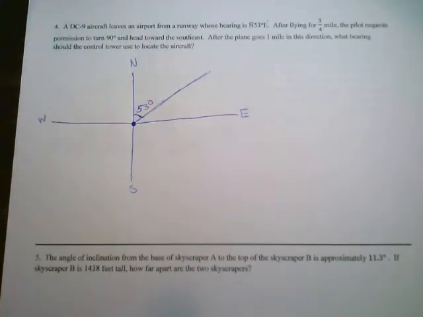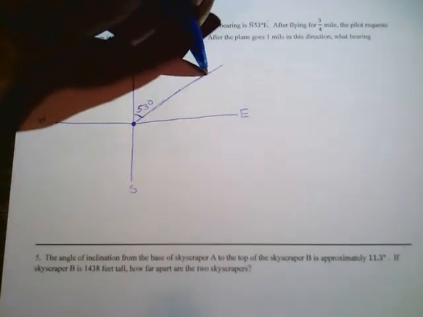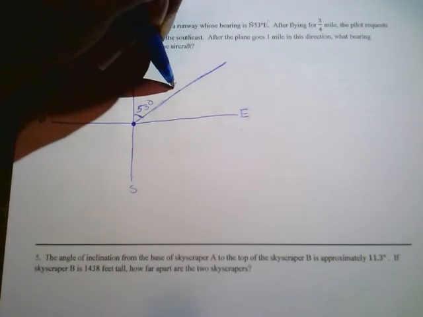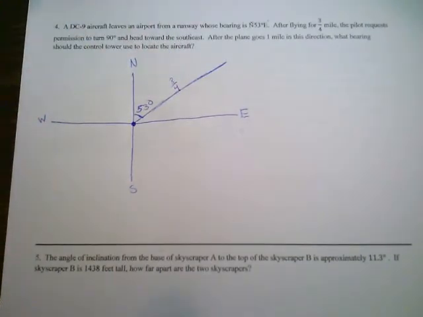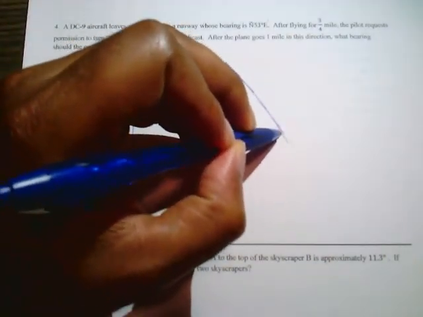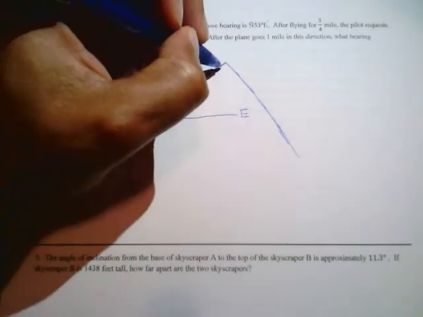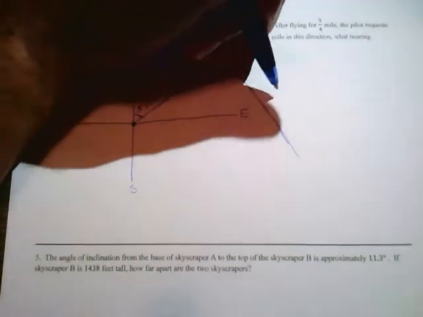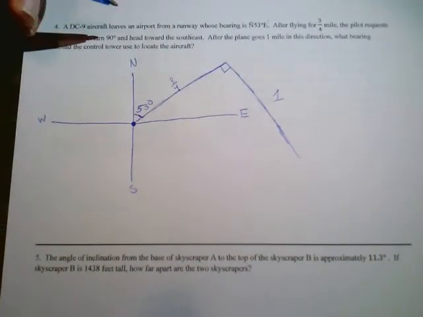Now, it goes 3/4 of a mile, so we can label this as 3/4 of a mile. And then it says it makes a 90-degree turn. So turns towards the southeast. So this angle measure is 90 degrees. And then it goes 1 mile in this direction. So this distance is 1.